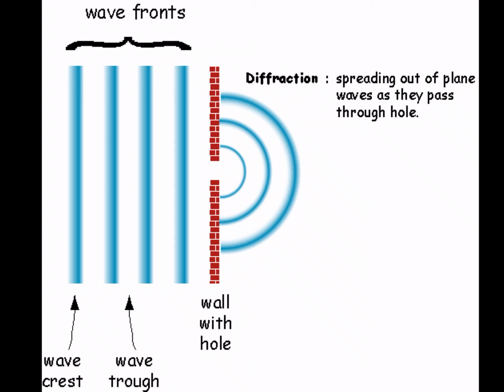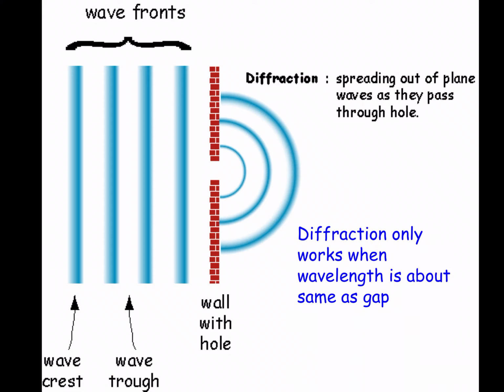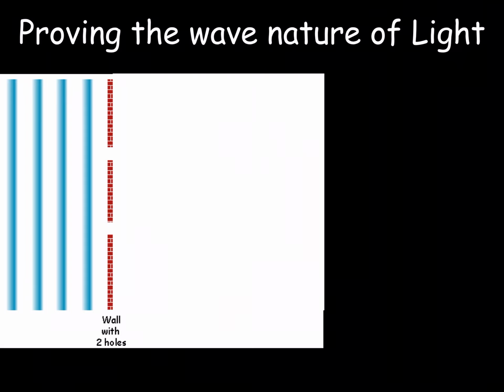So I've stilled it down here. This is diffraction being shown coming through there. You can see the wavefronts on the left with the troughs and the crests. They go through the hole and you get the spreading out. Now this diagram is important. The blue lines represent peaks. And diffraction works when the wavelength is about the same as the gap.